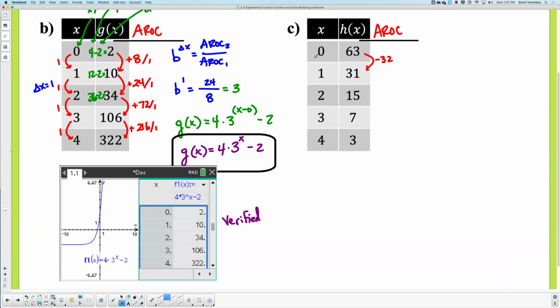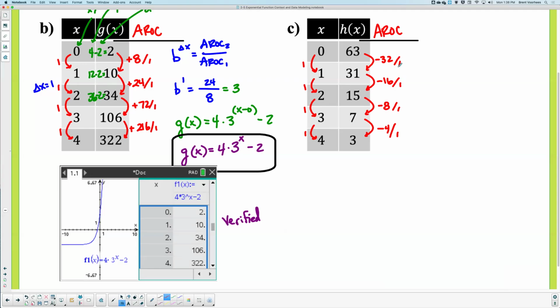We're subtracting 32. And how are my x's changing? Increased by 1, okay? What about from y2 to y3? From 31 to 15? We subtract 16. How much does this change it by? 1. Okay, how about from 15 to 7? And over here? 1, okay? Finally, decreasing by 4, dividing by 1.